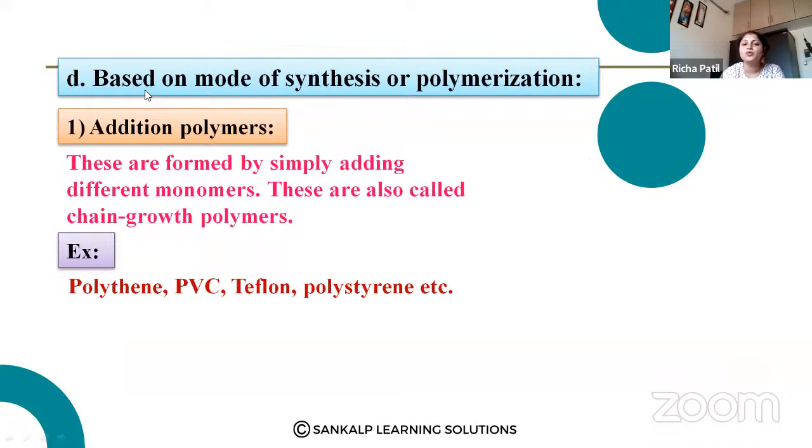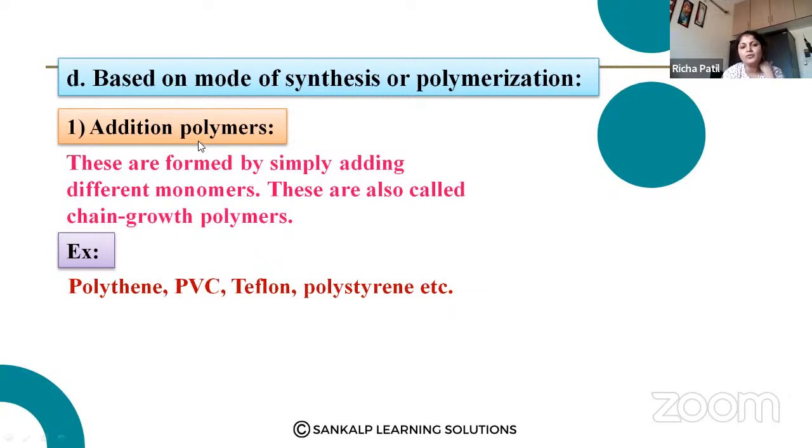So next is based on mode of synthesis or polymerization. First is addition polymers. What do you mean by addition polymers? These are formed by simply adding the monomers. Small units of monomers keep on adding up to form addition polymers. These are also called chain growth polymers. Examples are polythene, PVC, Teflon, polystyrene, etc.